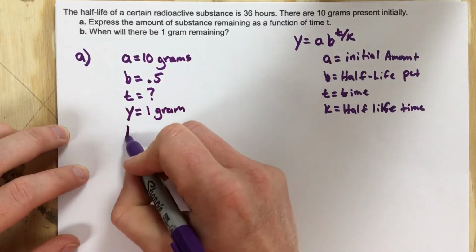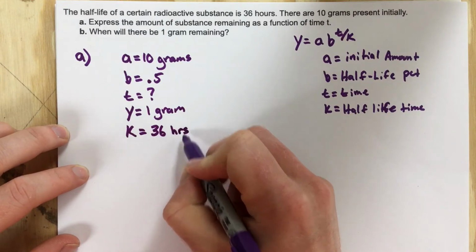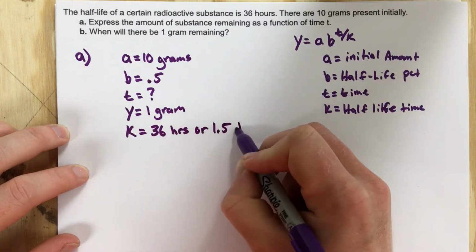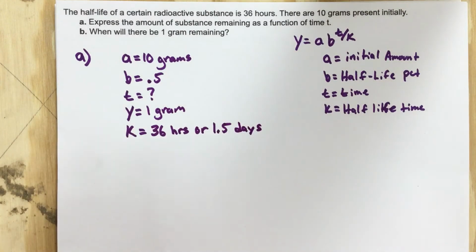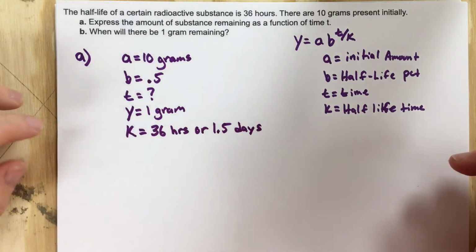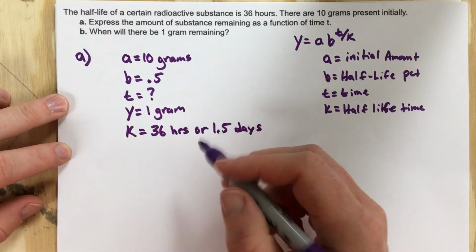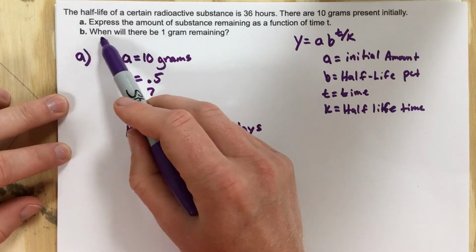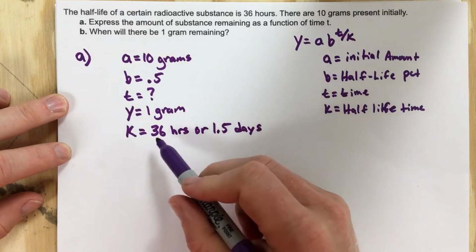And then k is going to either be 36 hours or 1.5 days. Either one, and it depends on what they want. Do they want it in days or do they want it in hours? And they'll tell you in blue what they want. For me, I'm going to use the 36 hours just because I know they're asking for the solution to part B to be in hours, so we might as well just start with hours.